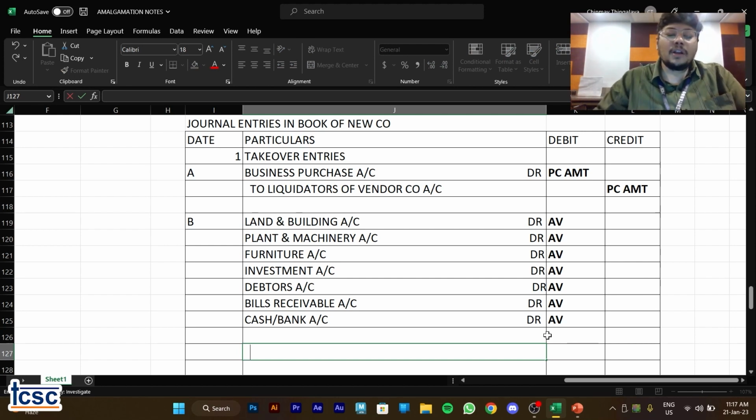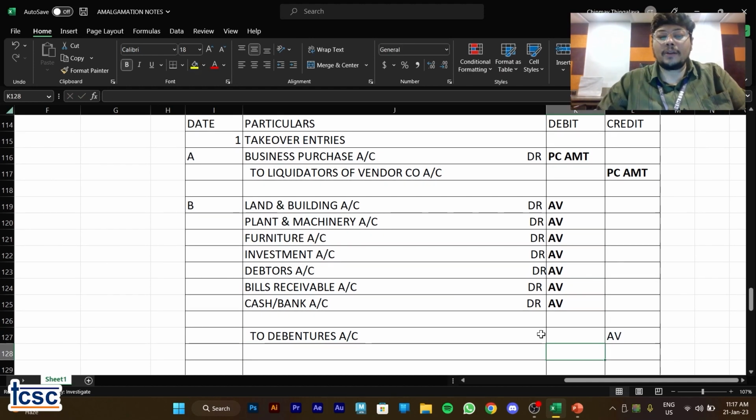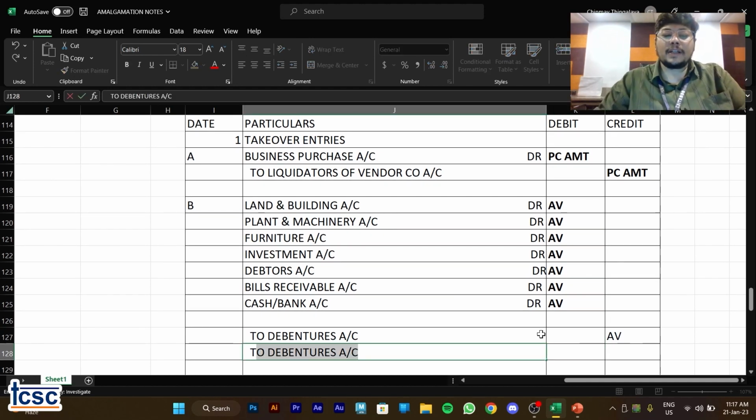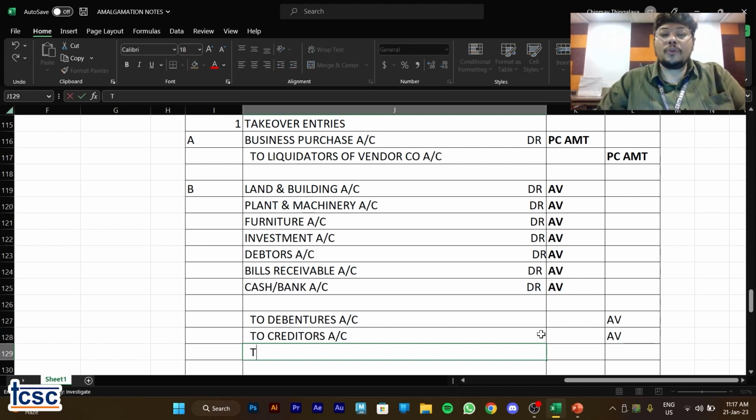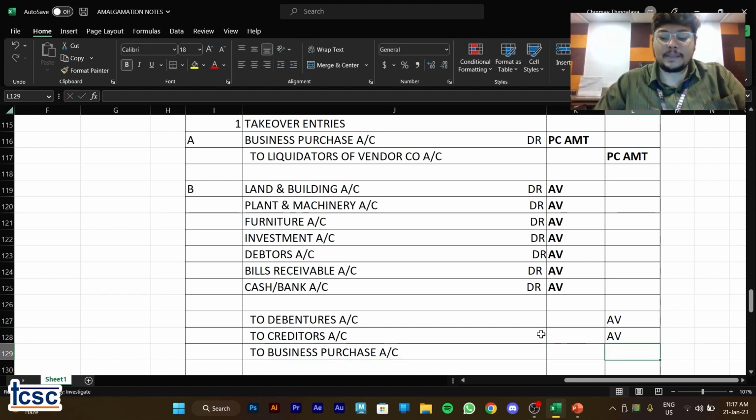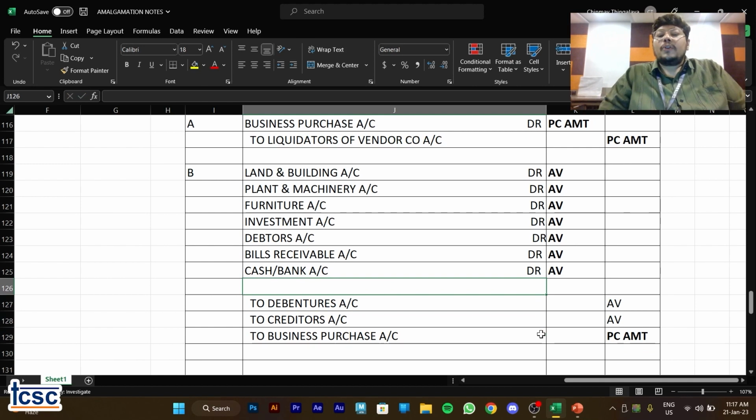Now on takeover, if the assets come into the business, the liabilities also come into the books of account. So if there are any debentures given in the sum, debentures account, because it's a liability at agreed value, has to be credited. Suppose creditors of the vendor company come over, so creditors account at an agreed value, to business purchase account, the PC amount. Now we are going to tally this particular journal entry.